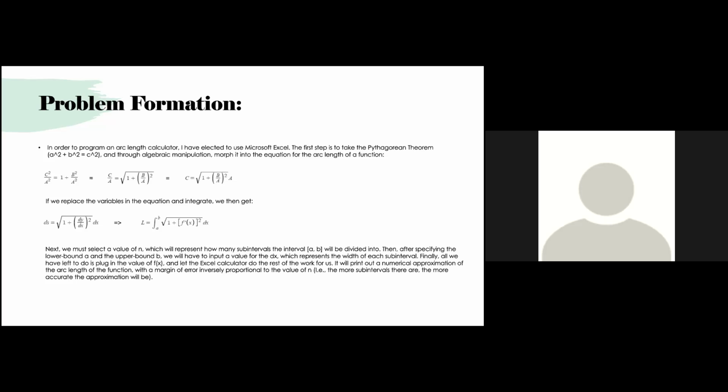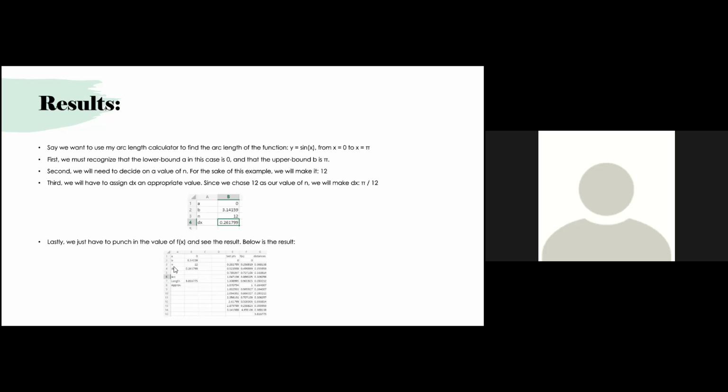And it'll print out a numerical approximation of the arc length of the function with a margin of error that's inversely proportional to the value of n. So pretty much the more subintervals there are, the more accurate your approximation will be. Okay, and the results here.